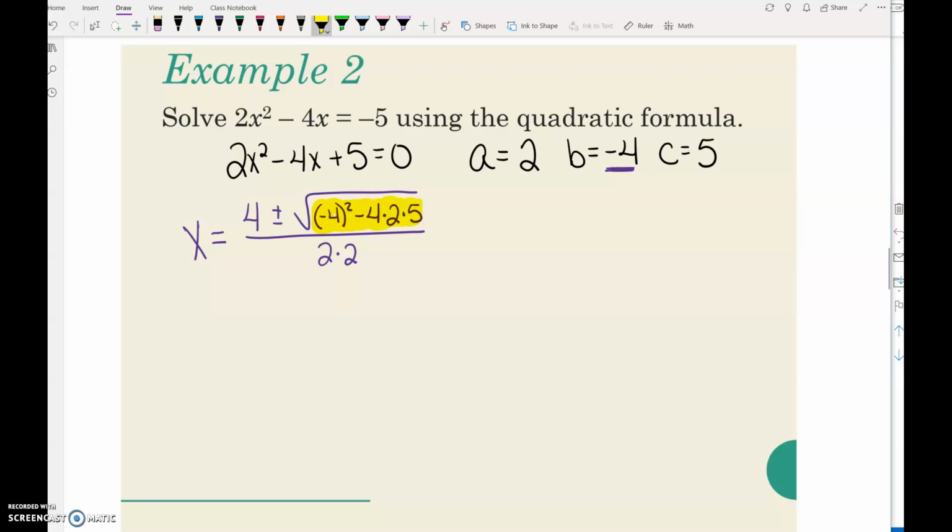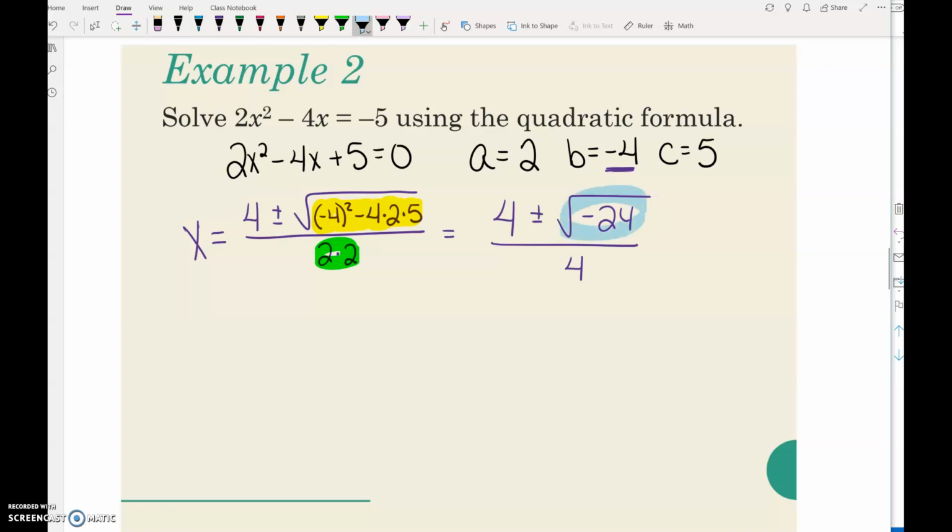So -4 in parentheses squared minus 4 times -4 times 2 times 5, I get -24. I do that every time. So we have 4 plus or minus the square root of -24. The other thing I do is multiply the bottom. So this is over 4.